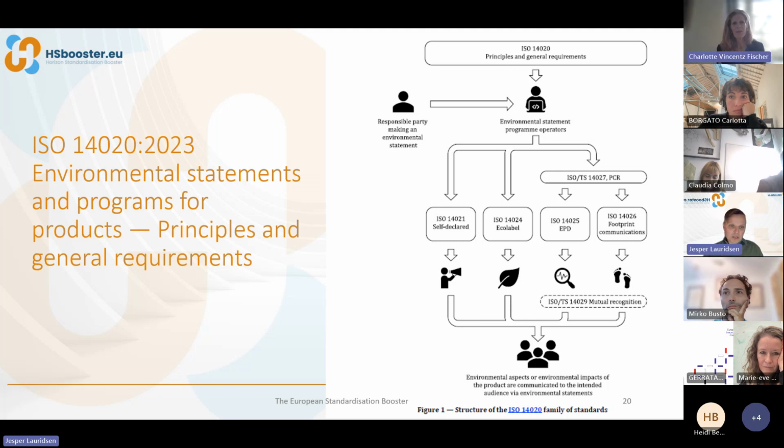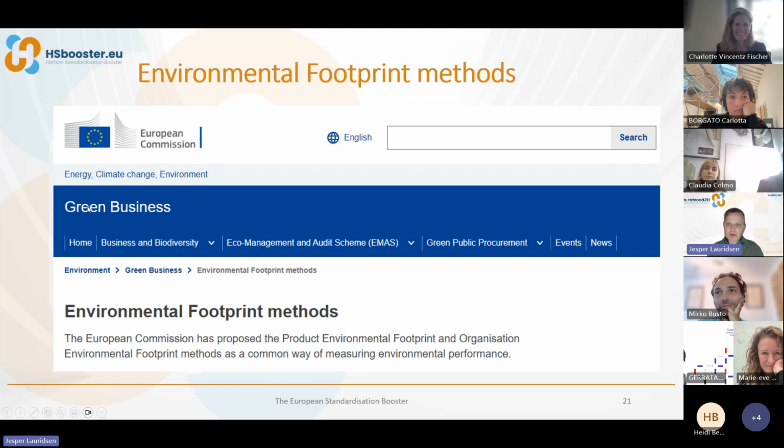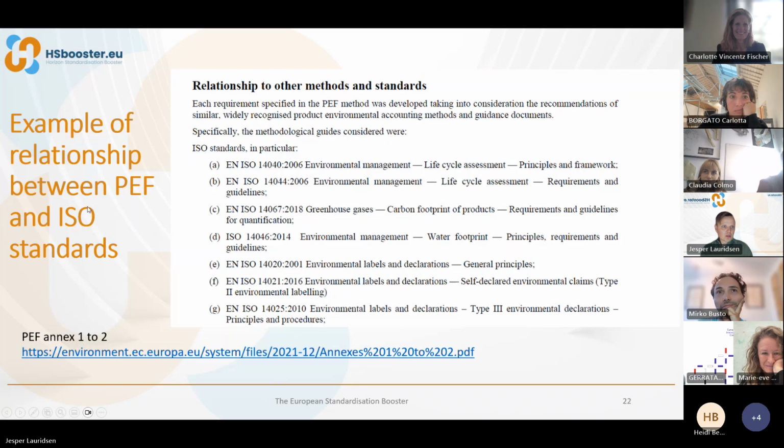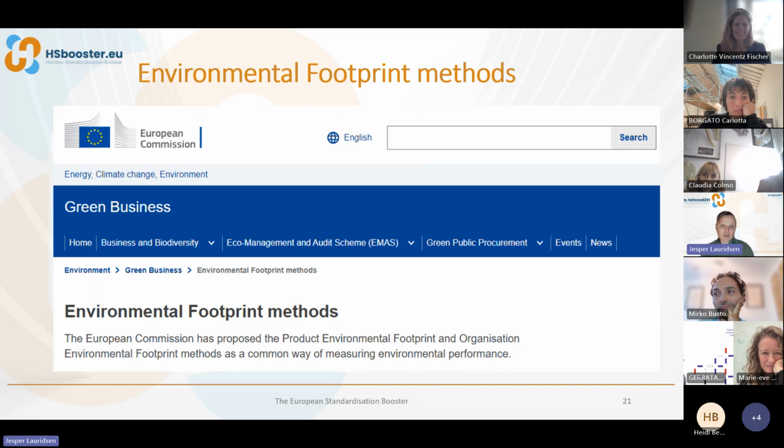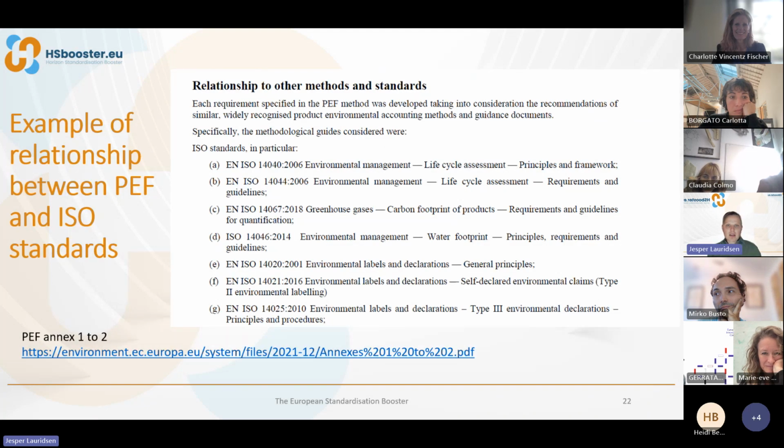And of course, talking about the eco-design, Jesper, we haven't got that much time left, and I know you're going to talk about the standards under the eco-design. Yeah. Okay, sorry. So, I just wanted to show that the PEF method used by the European Commission is also looking into the 14,040 and 44 standards.